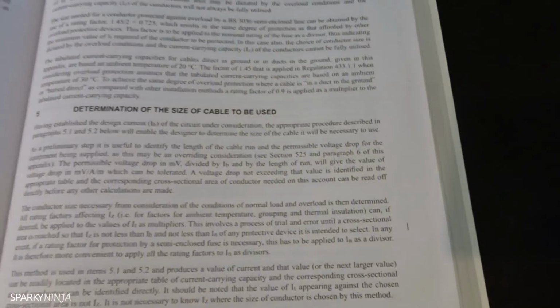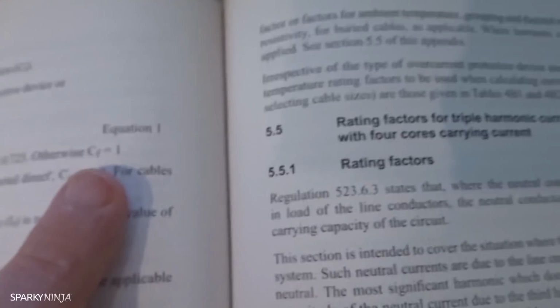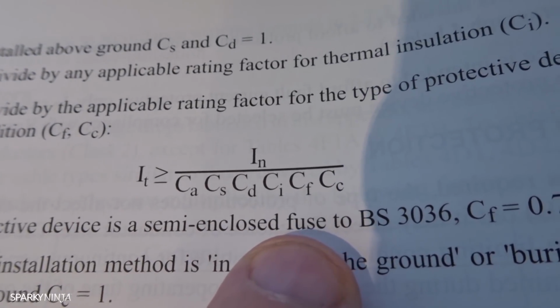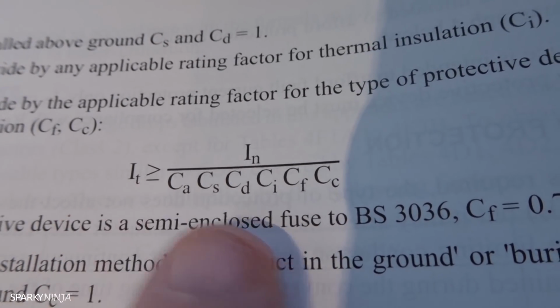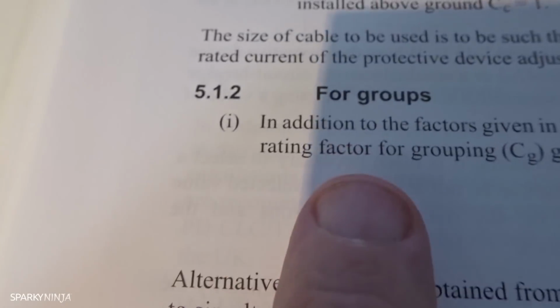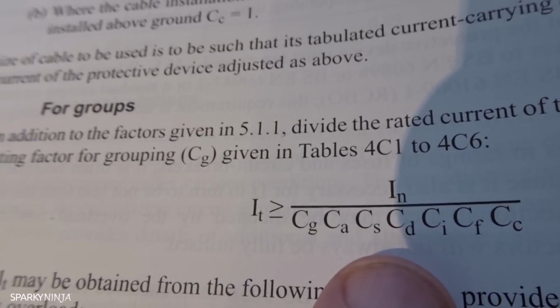gives us these formulas. They start here, single circuits, and it gives us a formula here which we can call equation 1 for single circuits. Now you'll notice when you look at that formula, the only rating factor missing from that is CG, the grouping factor. Well, that's no surprise considering that's a single circuit formula. When we go to groups, the difference between equation 1 and equation 2 is simply that CG's been introduced.